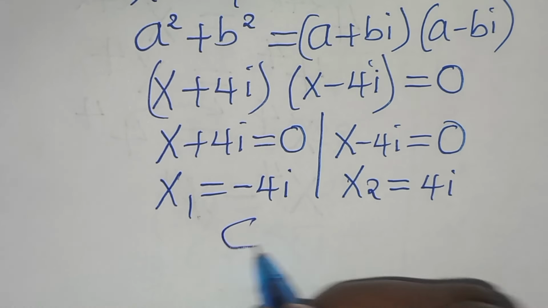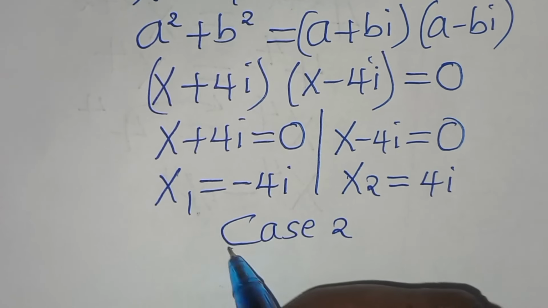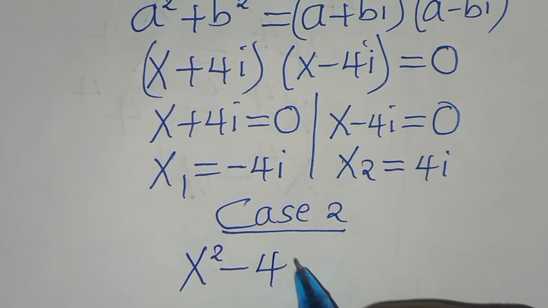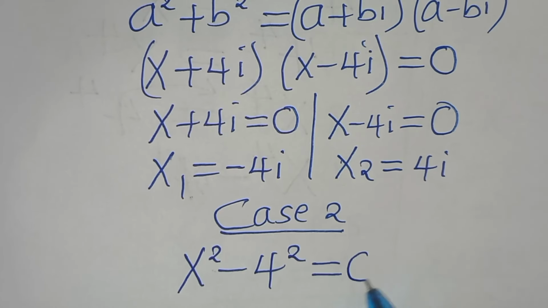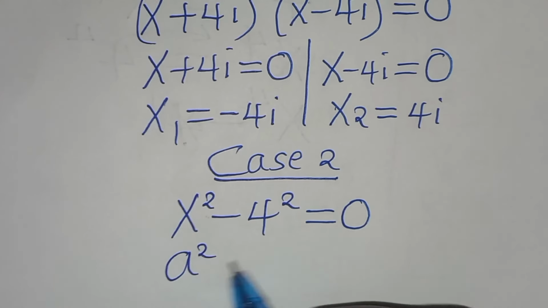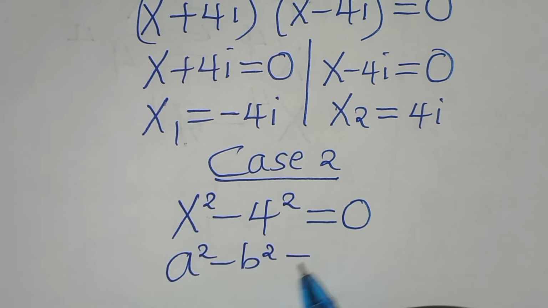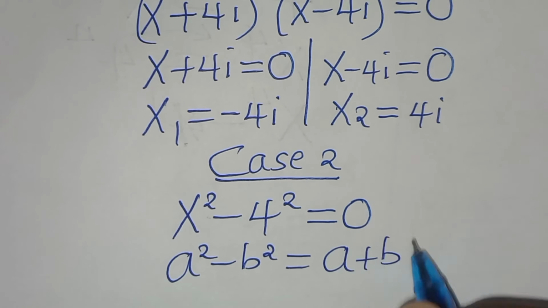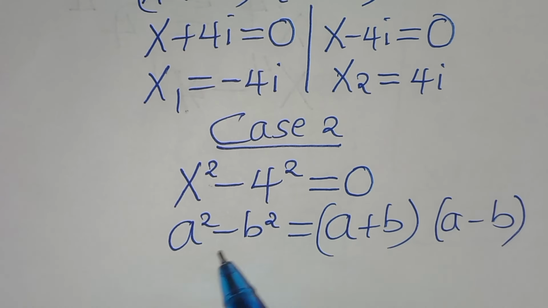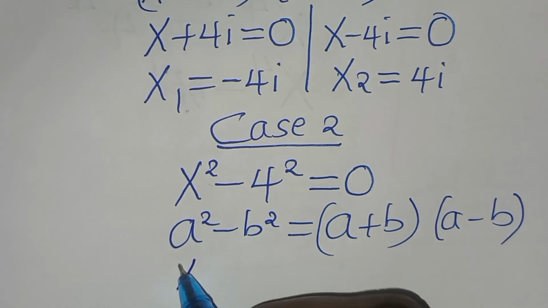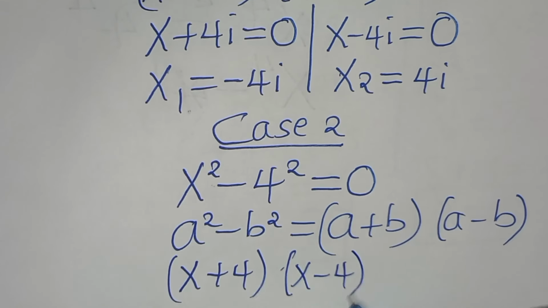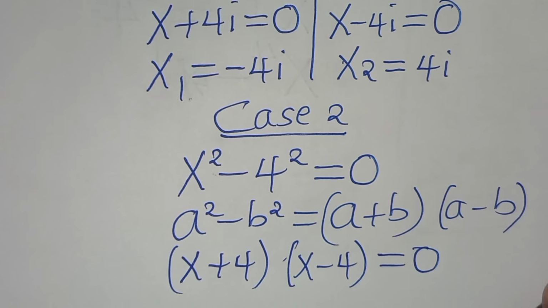Let's proceed to case 2 from here. In case 2, we have x to the power of 2 minus 4 to the power of 2 equals 0. This is actually in the form of a squared minus b squared, which we can express as (a plus b)(a minus b). Applying this identity, we have (x plus 4)(x minus 4) equals 0.